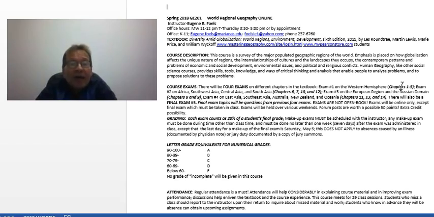The fourth exam after spring break will be on East Asia, which is basically Japan, Korea, and China, and then Southeast Asia, which is below Thailand, Vietnam, Burma, Cambodia, all of those countries of that part of the world. Australia, New Zealand, and Oceania will comprise the last part of exam 4.